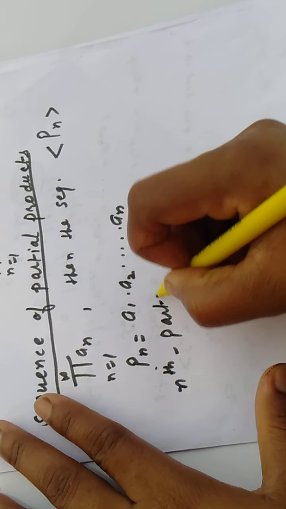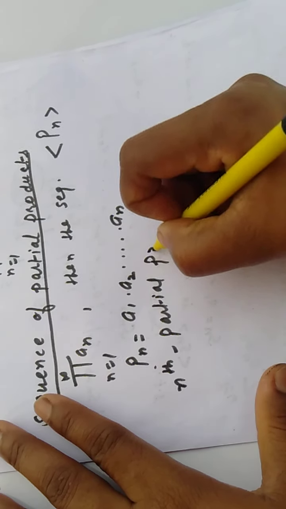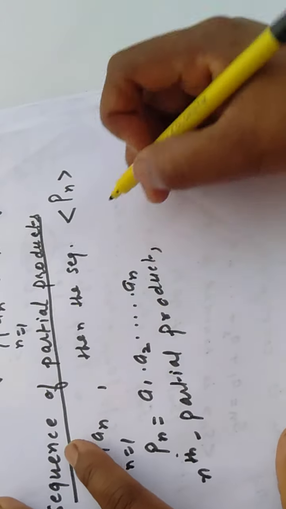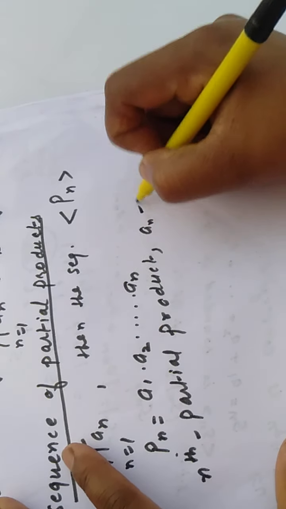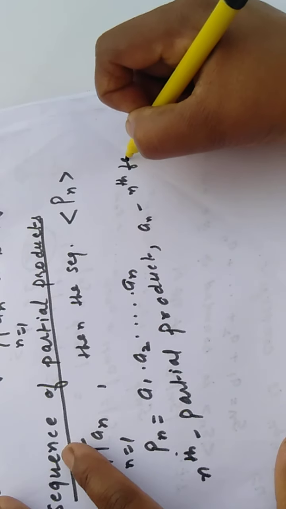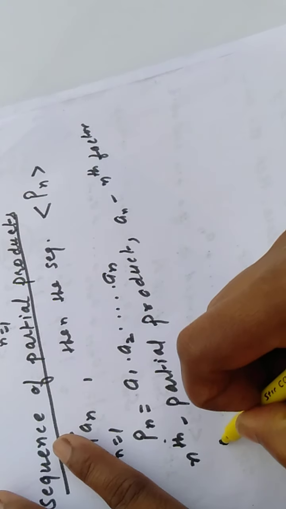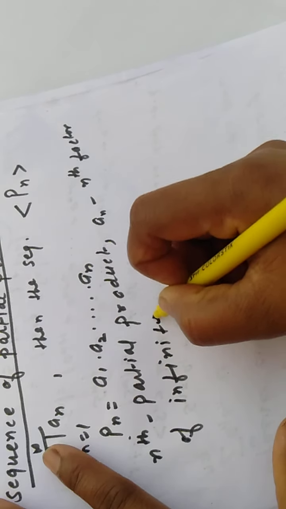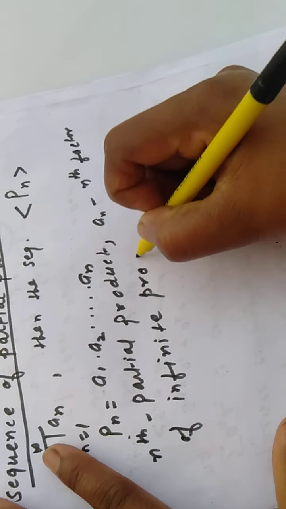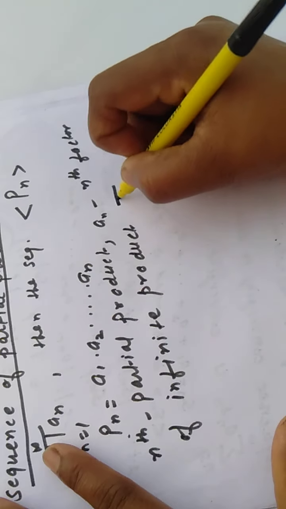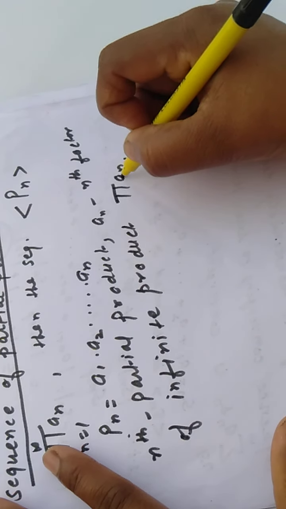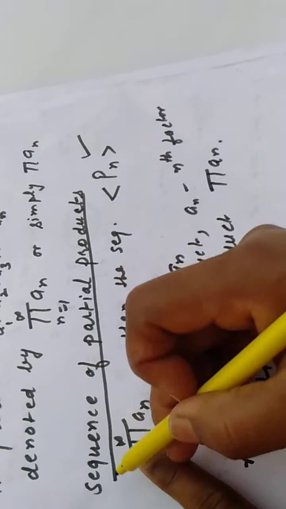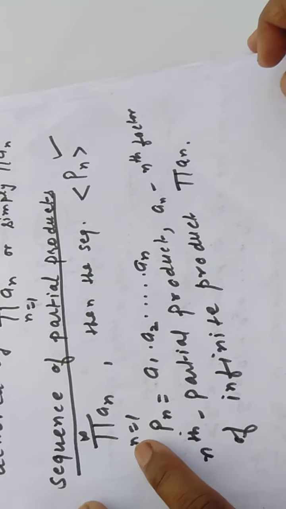This an is called nth factor. An is nth factor of the infinite product pi an. And this sequence Pn is called the sequence of partial products.